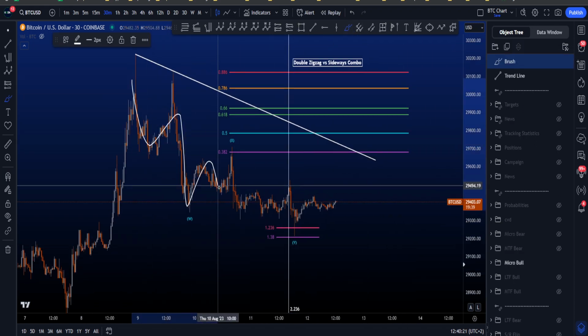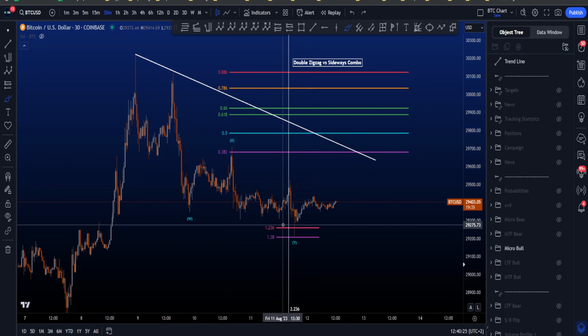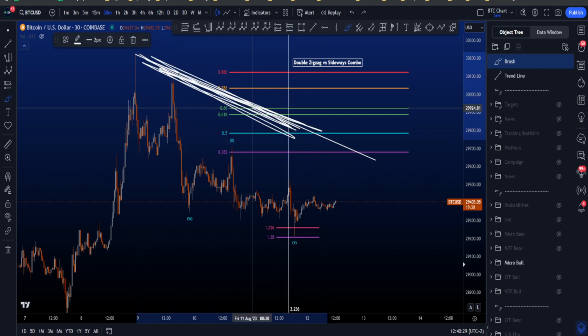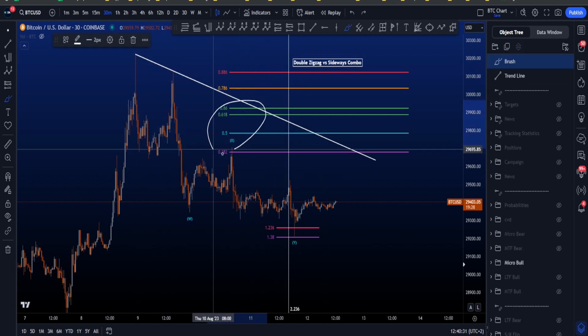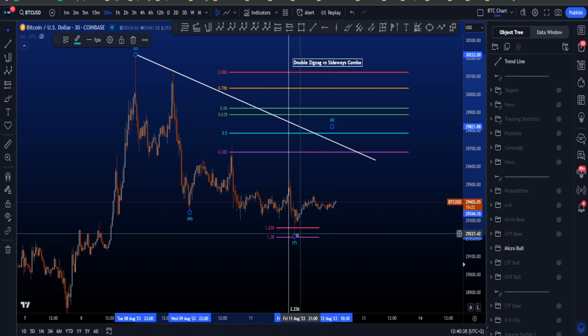because then we have a zigzag in W, any correction in X, and then a zigzag in a wave Y. However, in this double zigzag, this trend line over here has not been broken, and actually we're very far away from that trend line as well. So that's not really preferred. So then I would still be looking for preferably wave X to not yet be in, and then eventually a wave Y.